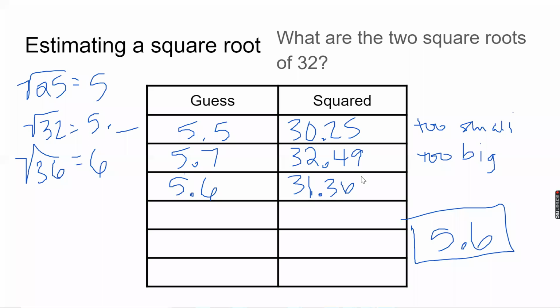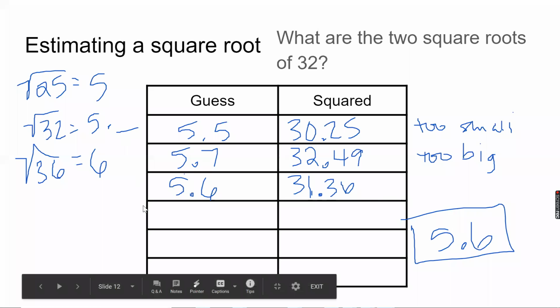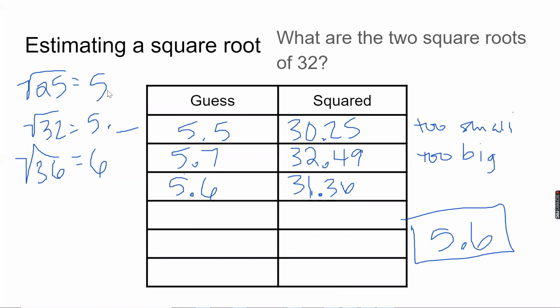So hopefully you got 5.6, and this is my explanation on how I got 5.6. So I know that it's going to be between 5 and 6, so it's going to be 5 point something because of the two perfect square roots it's between. I started off with 5.5 like we always should, and that was too small. So I went up and I tried 5.7, and that was just a little bit too big. So I went down 1, just double checked it to make sure, and it was 31.36, which was too small, but it's the closest number that we have because 5.7 is too big. So we're going to go with 5.6, and that's our answer.